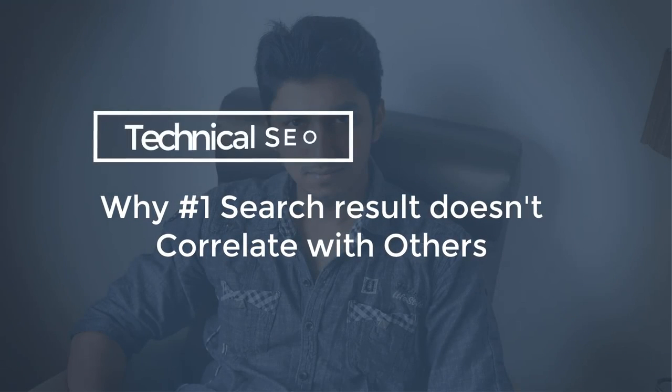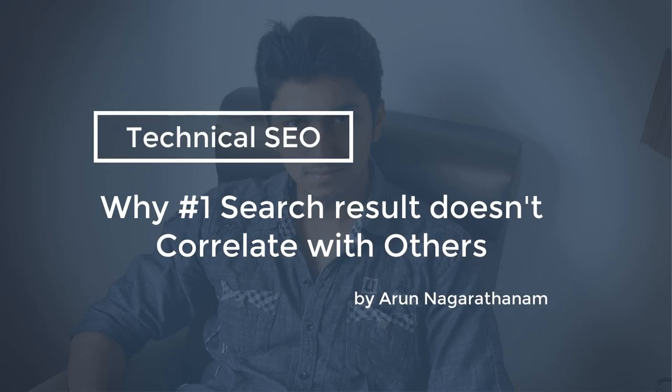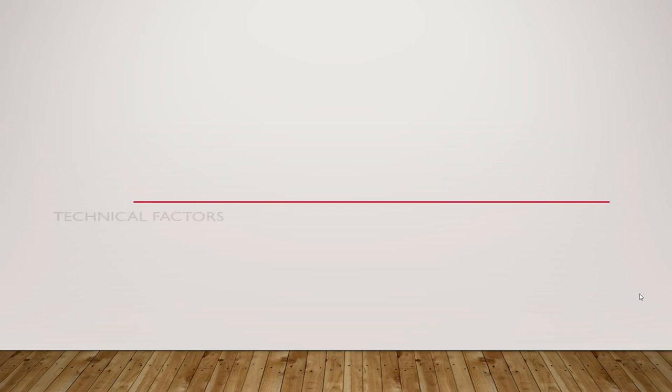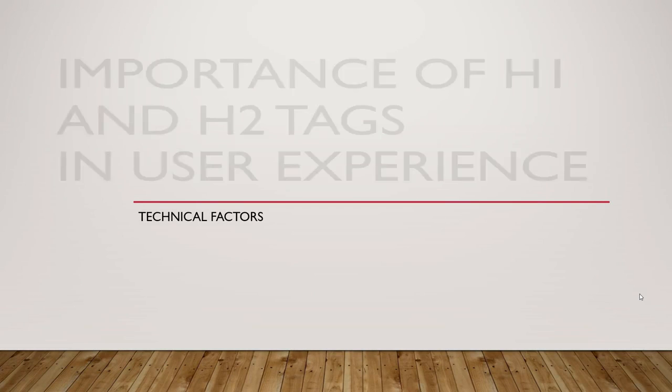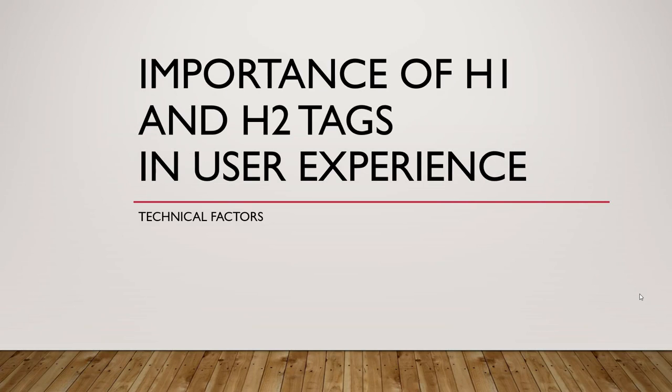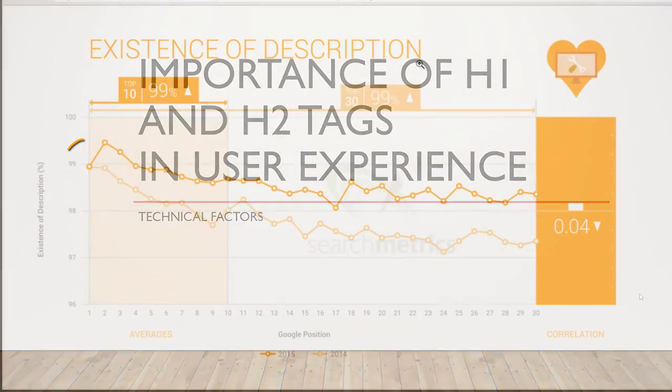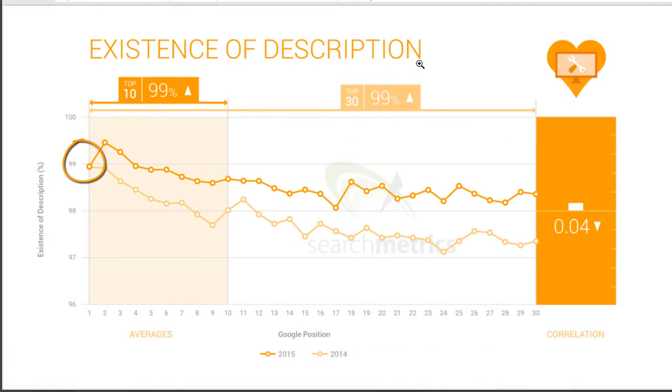In this lecture, we are going to learn the answer for the question I said in the previous lecture. That is, why the first search result doesn't mingle with the factors that we see in the second to 30th one. Also, you are going to learn the importance of H1, H2 and meta description tags for the user experience in your site. First, let's see the uniqueness of the number one search result.